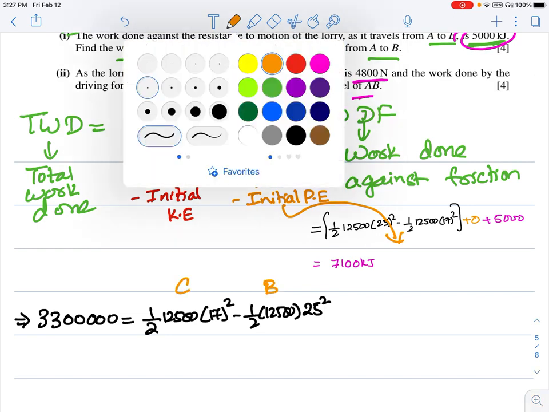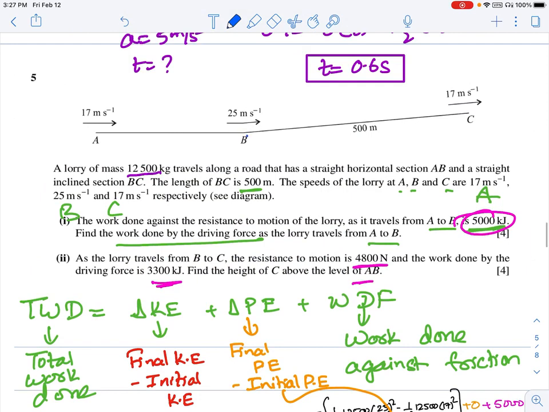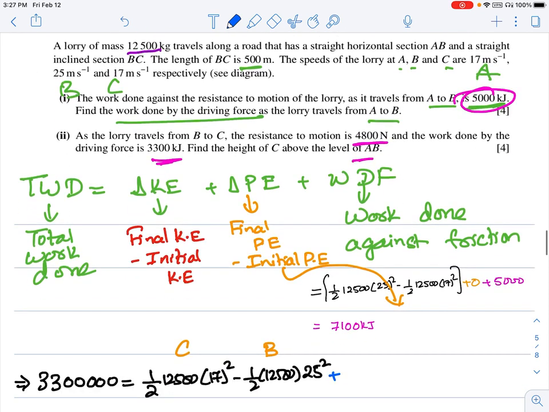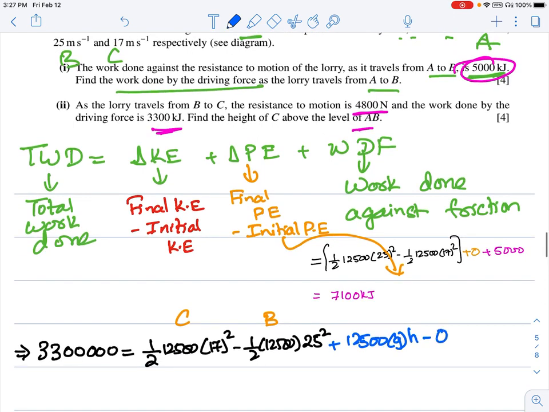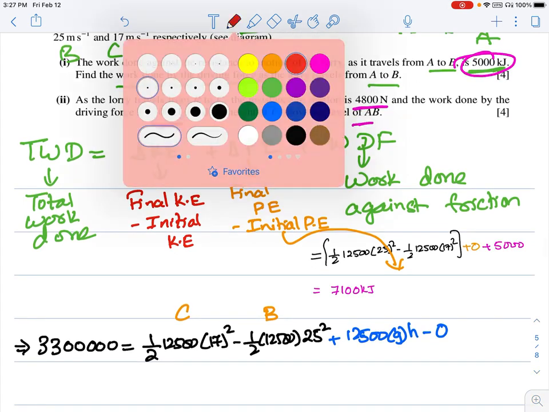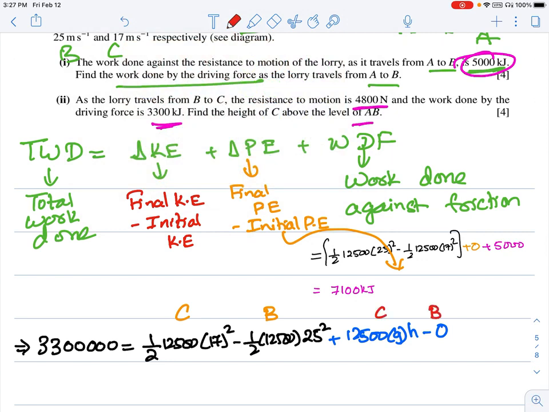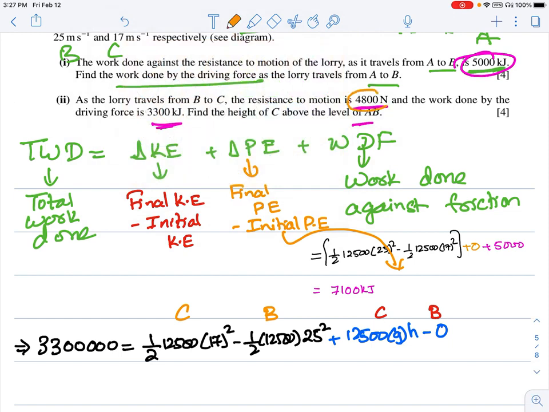Then I go for the change in potential energy, the final potential energy. So what is the final potential energy? I am going to draw a straight line; if this height is h, the final potential energy is mgh, with m as 12,500 and g as 10, minus the initial potential energy, which I take as 0 because it is at the level ground B. This is at C, this is at B. Then the work done against the friction. What was the work done against the friction? He has given it as plus 4,800.